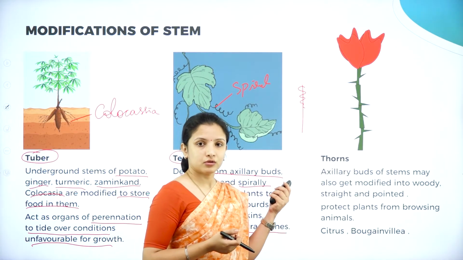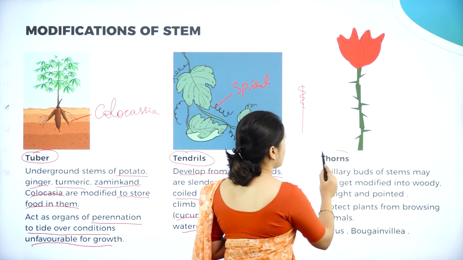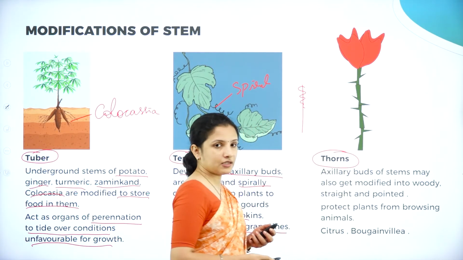Next, moving on to thorns. Thorns are one of the very important modifications that are seen in the stem.